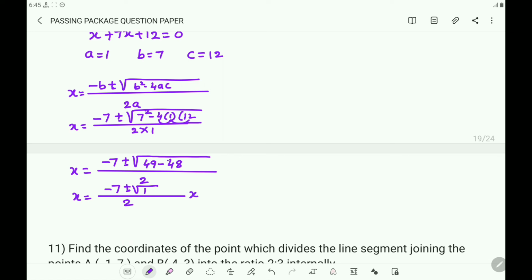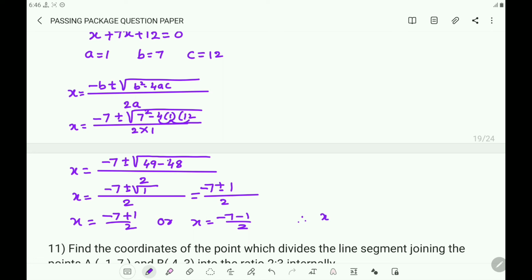You can write x equals minus 7 plus or minus square root of 1, which is 1, by 2. So you can write x equals minus 7 plus 1 by 2 or x equals minus 7 minus 1 by 2. Here plus or minus 1 is there, so you take plus one time and then next you take minus.